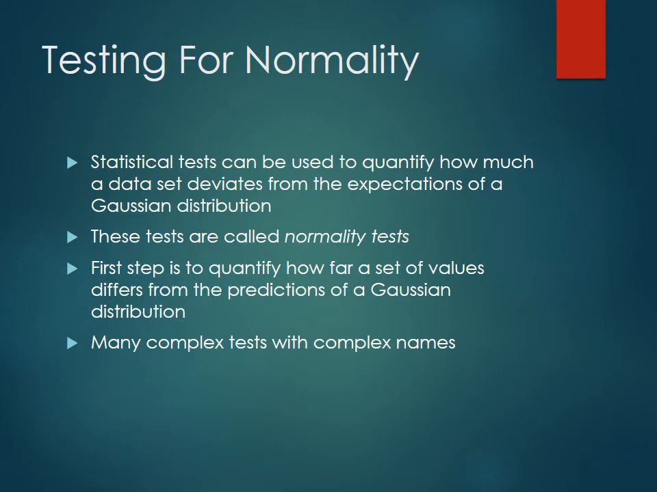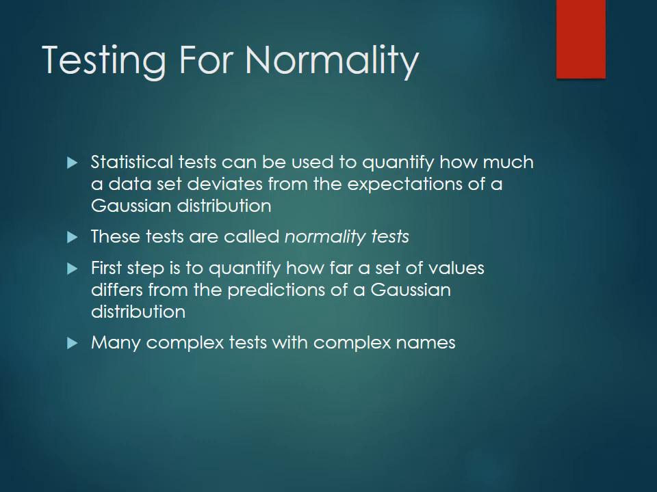So how can we test whether a sample is taken from a normal distribution or not? You can do tests for normality. Basically, these are statistical tests that can be used to quantify how much a data set deviates from the expectations of a Gaussian distribution, otherwise called normality tests. The first step is to quantify how far a set of values that you have differs from the predictions of a Gaussian distribution.